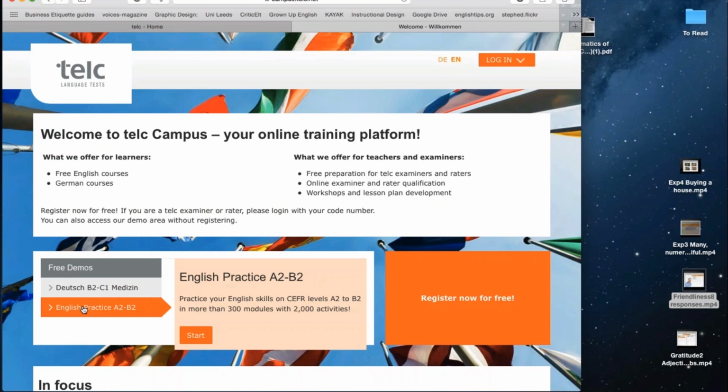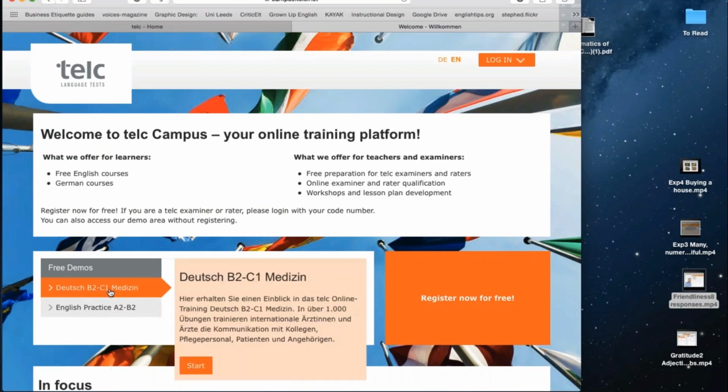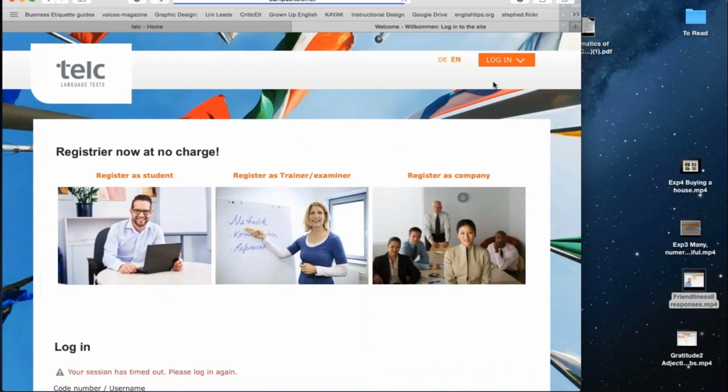I want to remind everybody again, of course, that all of this is completely free for everybody. Totally free for teachers, for students, for everybody. So where will you go? These are the demos, but for us, we want to go here, register now for free. And when you go in here, I think I'm logged in, you would register as a student, and you create your account. You can see my details are there.